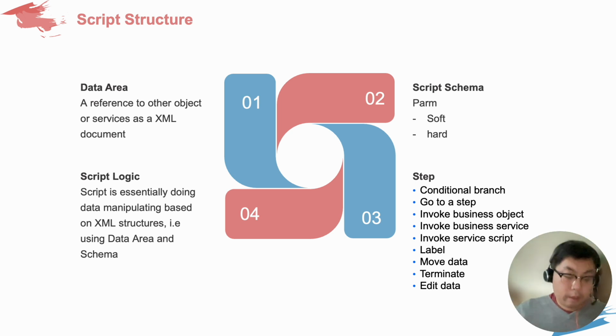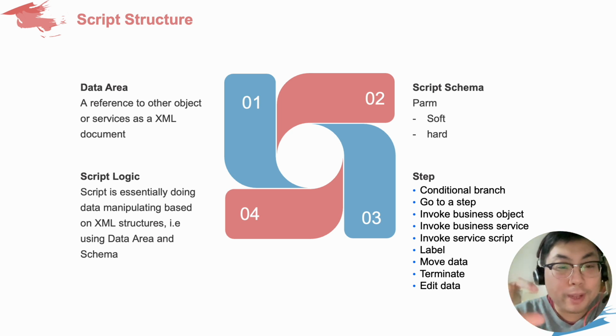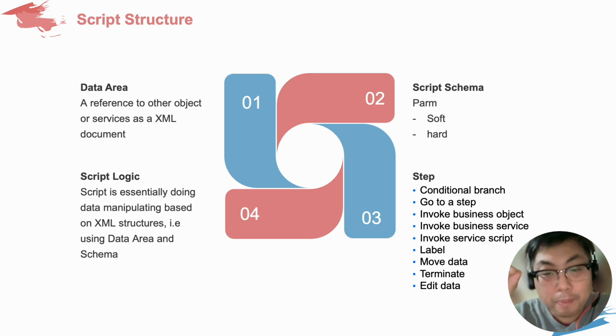The second one would be the script schema. The script schema could be quite different depending on the type of script. In the system, you could have a service script, where you can define the schema for itself, or we are talking about plugin scripts here. When you look at a plugin script, you'll see a rigid structure like a POM, with soft and also hard.